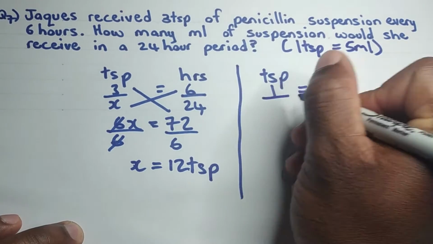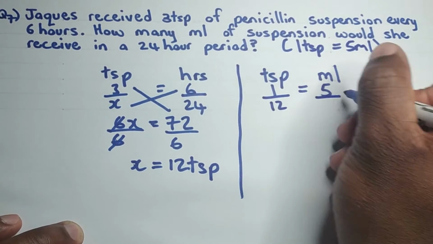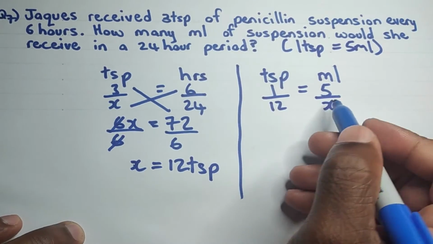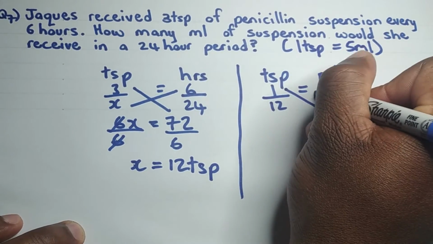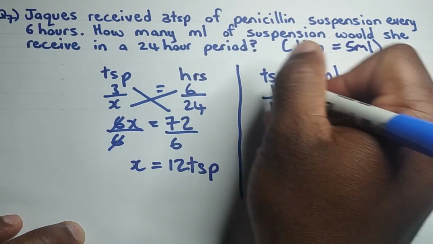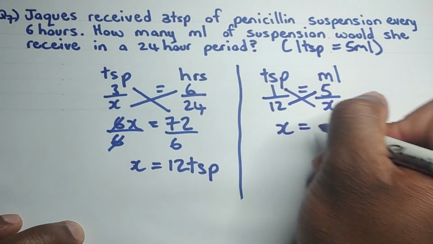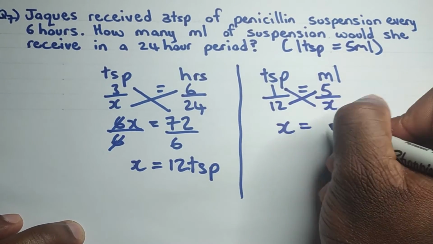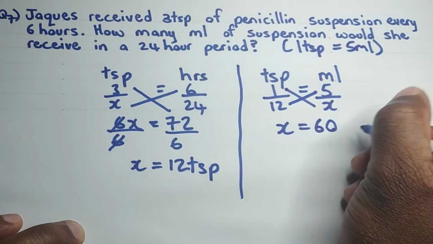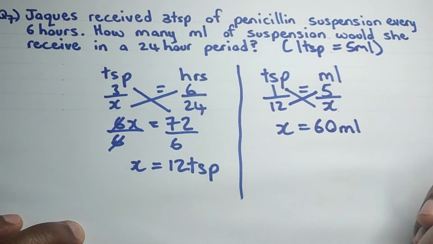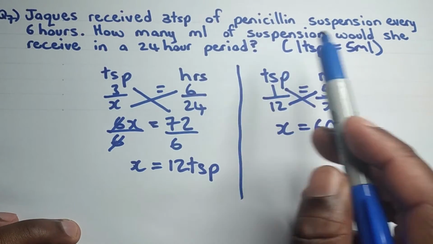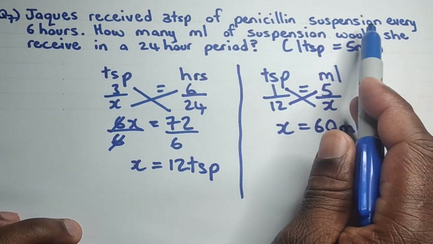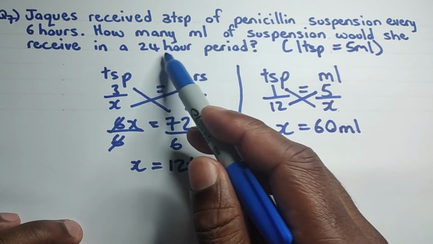We want to know what's the equivalent of 12 teaspoons in milliliters, which we don't know as yet, so I use an x to represent that. Again, we cross multiply. x times 1, that's x. 5 times 12, that's 60. So this is our answer, 60 milliliters. So she'll receive 60 milliliters of penicillin suspension in the 24-hour period.